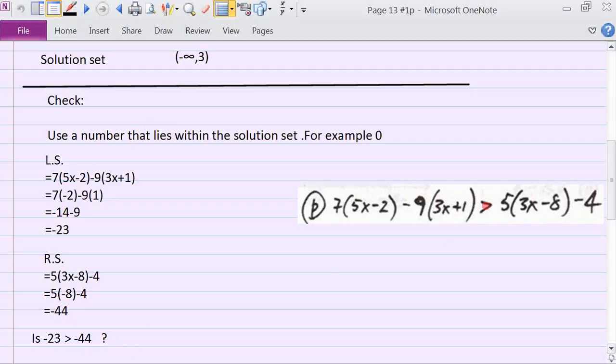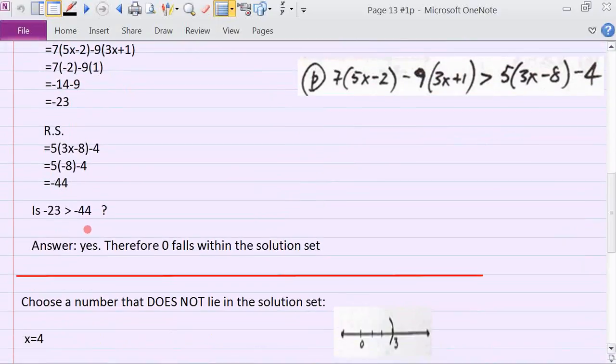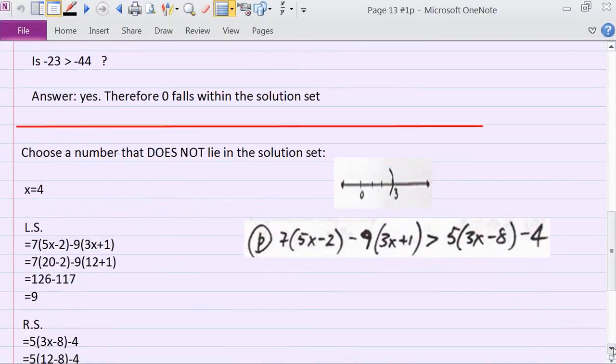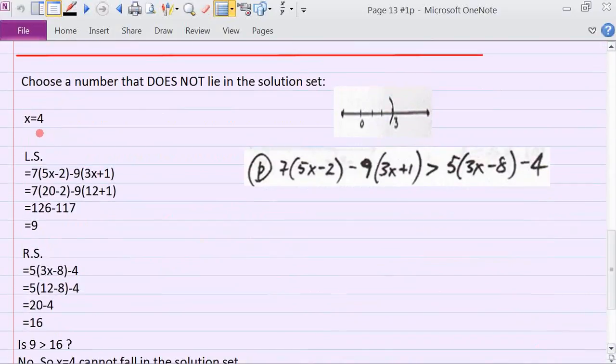So now we look at this inequality here, and we look at what we found on the left side, minus 23, right here. We look at what we've got on the right side and ask, is minus 23 greater than minus 44? And the answer is yes. Minus 23 lies to the right of minus 44 on the number line. It's greater than, so x equals 0 as a test point works, which is what we would expect.